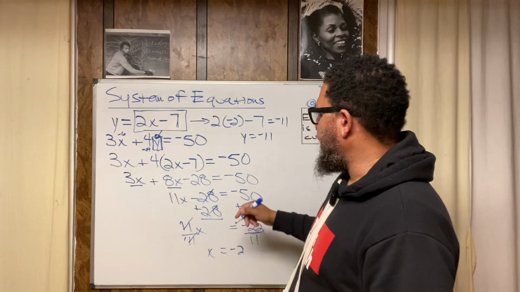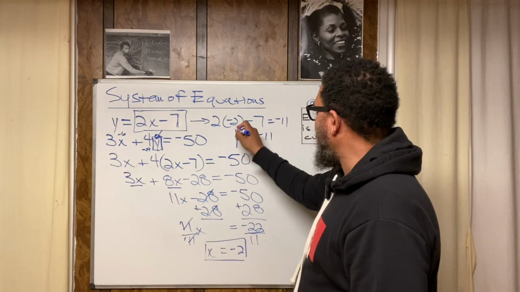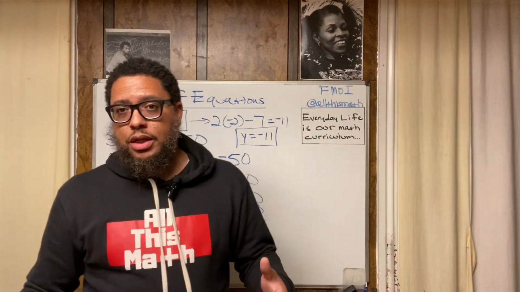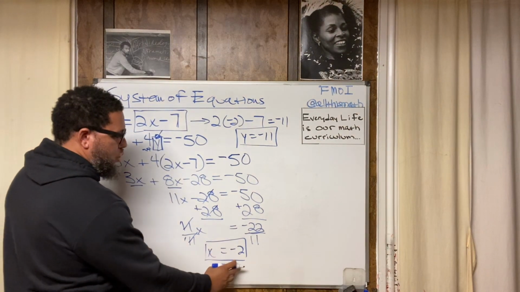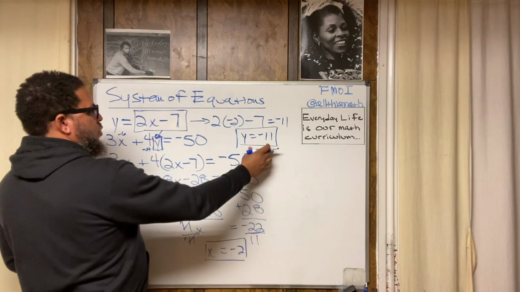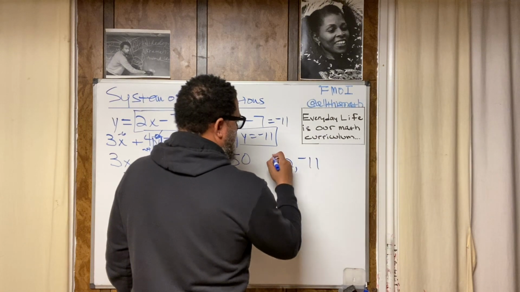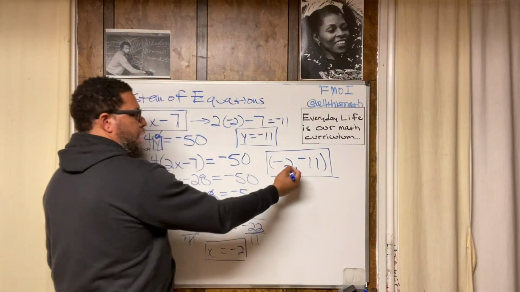All right, so how do we write our answer? You could leave it like this and just write x equals negative 2 and y equals negative 11. Always draw a box around your answers. Or you could write them like a set of coordinates on a coordinate plane. They always go in alphabetical order, so the x goes first, the y goes second. So you can say negative 2 and negative 11. That's another way to write your answer.